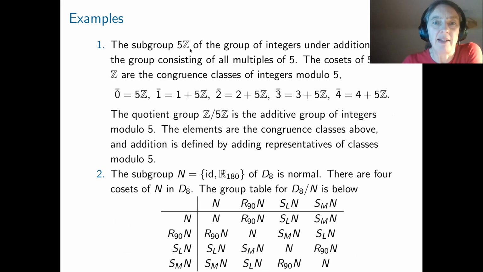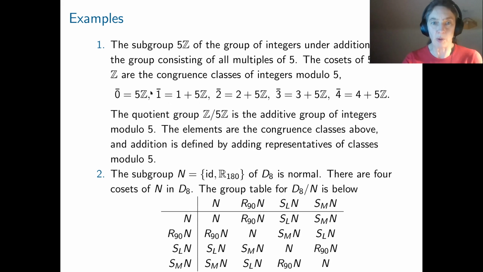So the subgroup 5Z of the additive group of integers is a group consisting of all the multiples of 5: 0, 5, 10, -5, -10, and so on. And we can confirm easily that that is a subgroup of the integers under addition. The cosets of the subgroup are the congruence classes of integers modulo 5. There's 5Z itself, which we can write as 0 bar. There's the things that we get by adding 1 to everything in 5Z, which is all the integers that have remainder 1 upon division by 5.